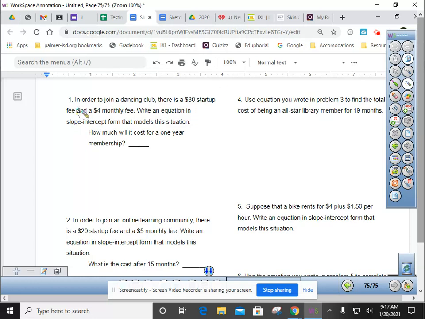So I'm gonna read this. You can read it silently along with me. In order to join a dancing club, there is a $30 startup fee and a $4 monthly fee. Write an equation in slope-intercept form that models the situation. How much will it cost for a 1-year membership? First of all, you should be looking at the board, Caden.